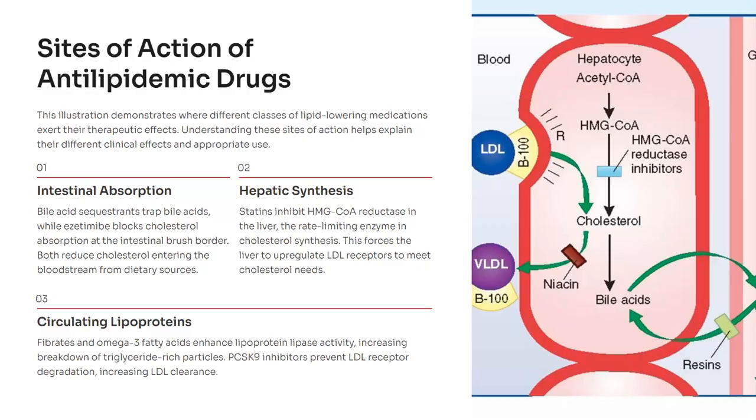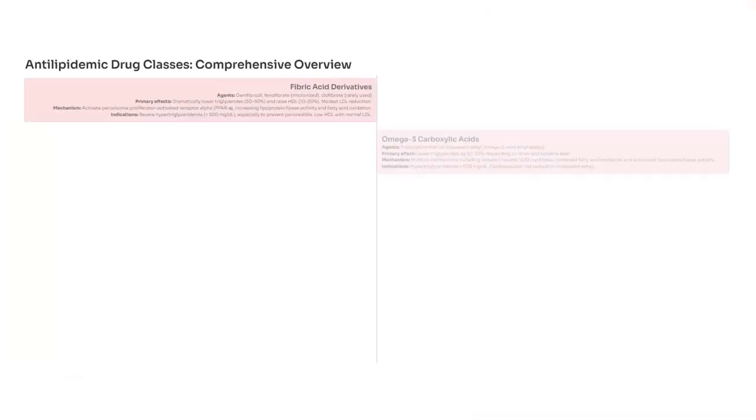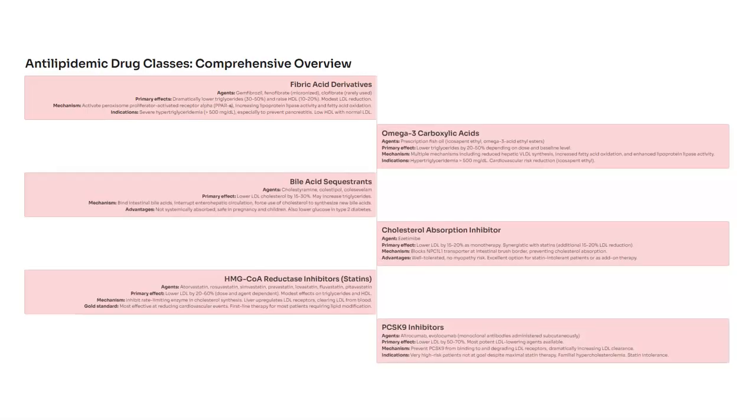And then you have circulating lipoproteins. Fibrates and omega-3 fatty acids enhance lipoprotein lipase activity, increasing breakdown of triglyceride-rich particles. The PCSK9 inhibitors prevent LDL receptor degradation, increasing the LDL clearance. Now this may be a little bit hard for you to see, but you'll see it on your slide.